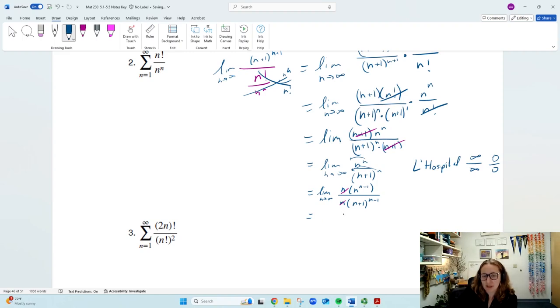This n minus 1 is going to come out in front, and I'm going to be left with n raised to the now 1 less than n minus 1, so n minus 2. And then over here, same exact thing. It's still in indeterminate form, so I can take my derivative. My n minus 1 will be multiplied by n plus 1, now raised to the n minus 2.